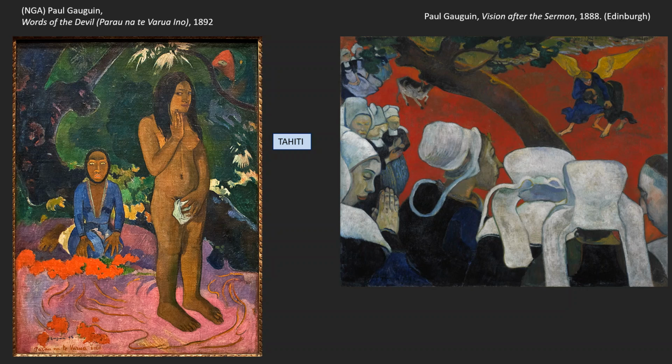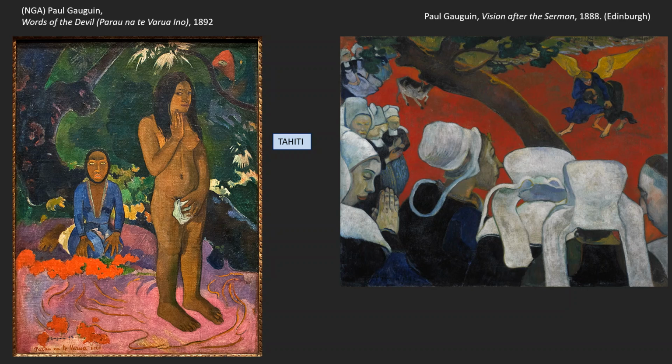He comes back to Paris with like 50 paintings under his arm, right? And he shows them at a big exhibition in Paris, like 1893, 1894. And he shows them only with their Tahitian titles. I don't know how to pronounce Tahitian, right? But it doesn't say words of the devil. It says Parau Na Varua Ino, right? And nobody knows what the hell they're about, right? Nobody has any idea about what these pictures are supposed to be.